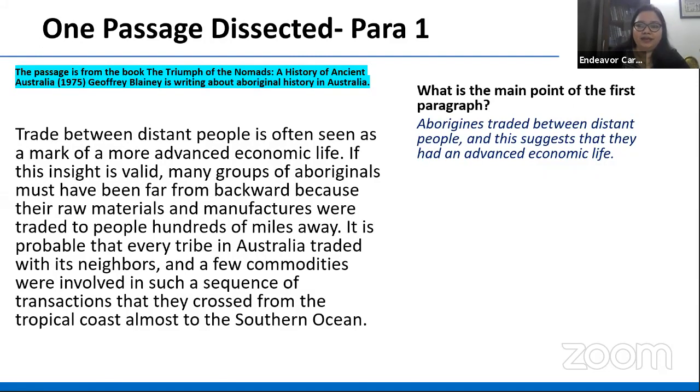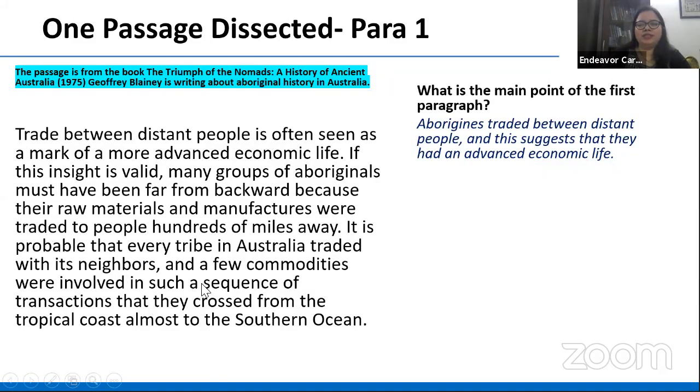If this insight is valid, if you think this parameter is right, if this is indeed a parameter that is used to mark advanced economic life, then many groups of Aboriginals must have been far from backward. Keywords: must have been far from backward. Does that mean they were backward? No, they were far from it, meaning the opposite direction. They were not backward, they were advanced. They must have been far from backward, because their raw materials and manufactures were traded to people hundreds of miles away.